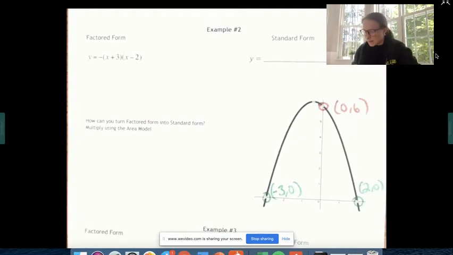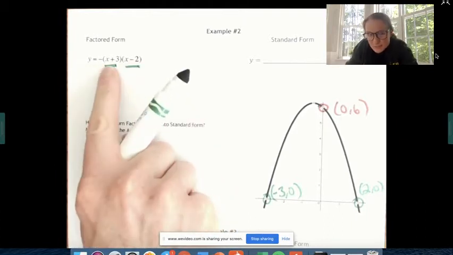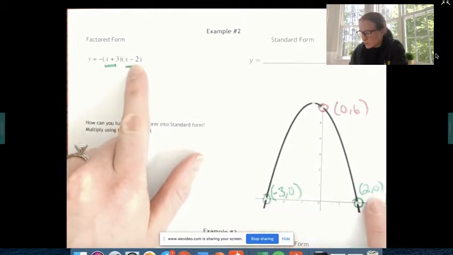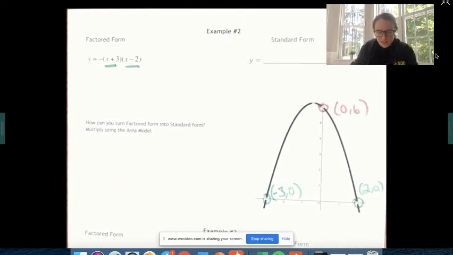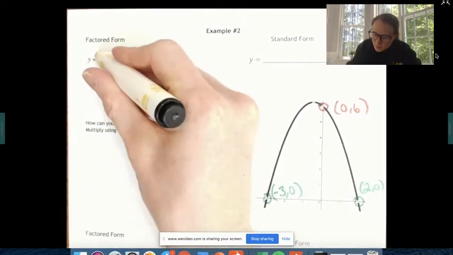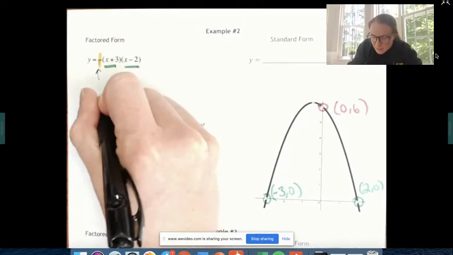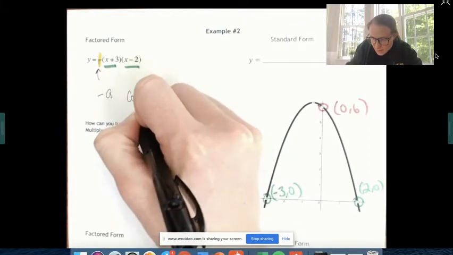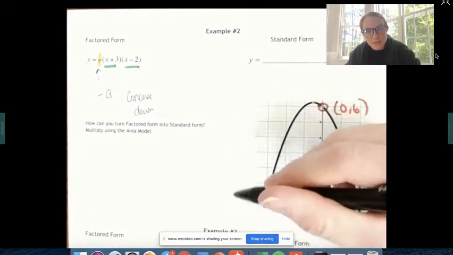Now I can see that these two x-intercepts, all right, they come from these two factors because -3 plus 3 will give you 0 and 2 minus 2 will give you 0. I can also tell that this negative right here, this negative a value tells me I'm going to be concave down, all right? So I'm going to kind of highlight that and show myself that this negative a is going to be concave down.